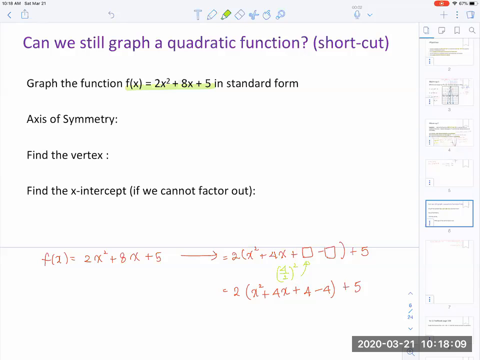And now we have a beautiful shape. This is going to be x plus 2 squared, just half of 4. And now you have to deal with -4. 2 times -4 plus 5. So now 2 times (x plus 2) squared minus 3. So this is your vertex form. It takes a little time.